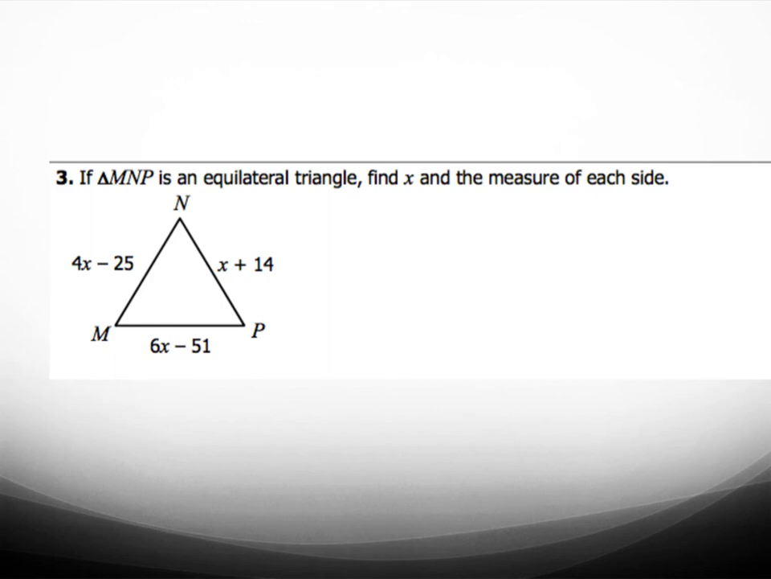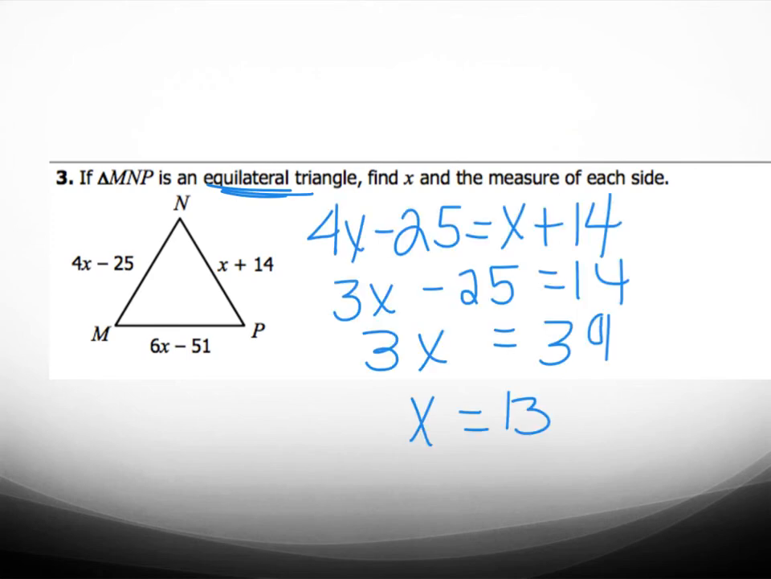Alrighty, let's see what's next. Here we have an equilateral triangle. You can go ahead and hit pause, practice this one on your own, and then hit play and see how you did. Alrighty, so here we have the setup, and you could have set it up either way. You didn't have to use these two expressions. You could have used 6x minus 51 and 4x minus 25. We all get the same answer.